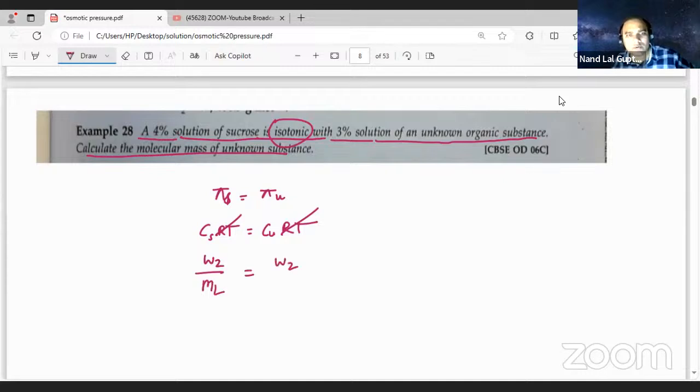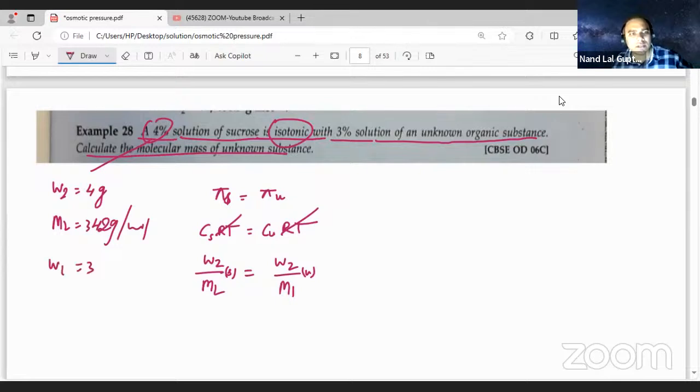Here is going to be W1 upon M1. The first one is for sucrose and this one is for the unknown solution. Here they are giving how much, student? W2 is equal to 4 gram. 4% means 4 gram. Sucrose molar mass M2 is how much, student? 342 gram per mole. And W1 is given 3%.